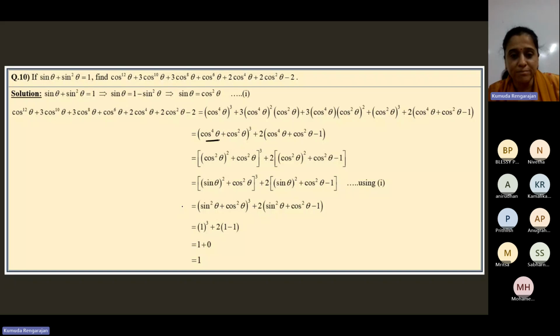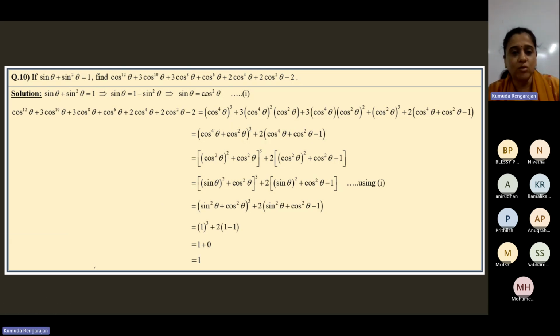See, this is (a plus b) the whole cube, children. After taking 2 common, we have this in the bracket. Now this is power 4, this is power 4. We don't disturb the others. This power 4 is written as cos square theta the whole square. Here also power 4, so cos square theta the whole square.